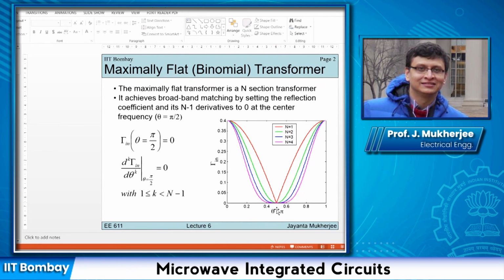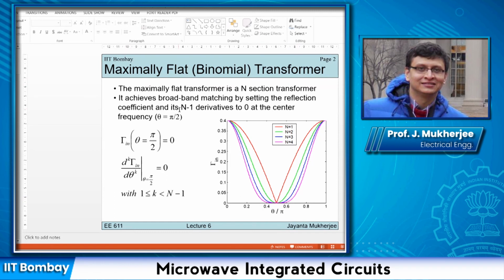Okay, so here theta upon pi is 0.5. So this point corresponds to theta equal to pi by 2. The gamma in value is 0 for all values of n. And this in turn also implies that if we take, for example, the n equal to 4 order binomial transformer, then all its derivatives, that is first, second and third derivatives, will also be 0. The flatness that you see here is the reason the term maximally flat is used.